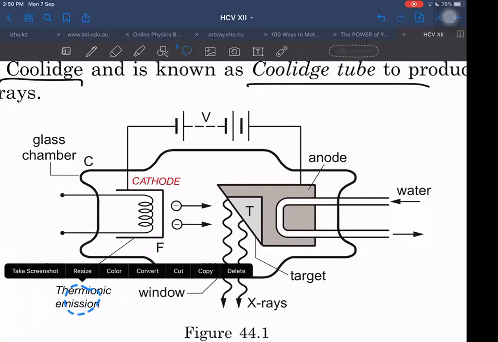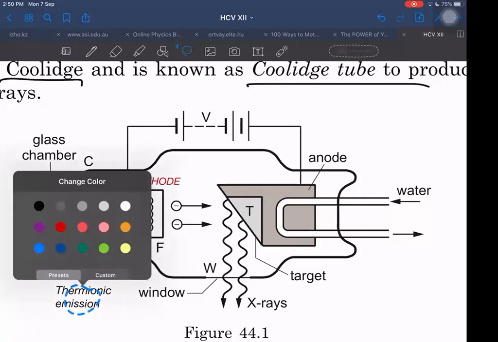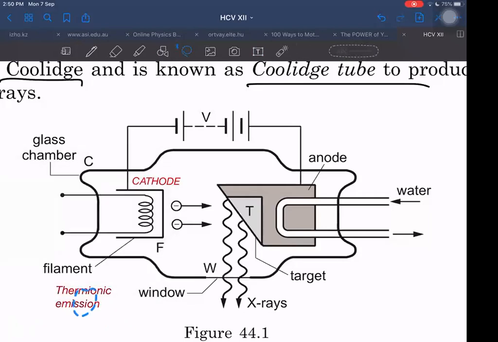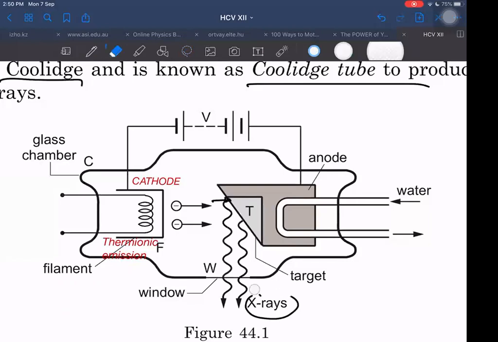And if they come out with zero kinetic energy, they have to accelerate to reach the anode. And we want to provide large enough energy. Why do we want to provide large enough energy? The reason is that after being given large energy, these electrons will lose a large energy. When the electrons lose a large energy, X-rays will be emitted. Why are the X-rays emitted? X-rays are emitted because of the retardation of electrons.